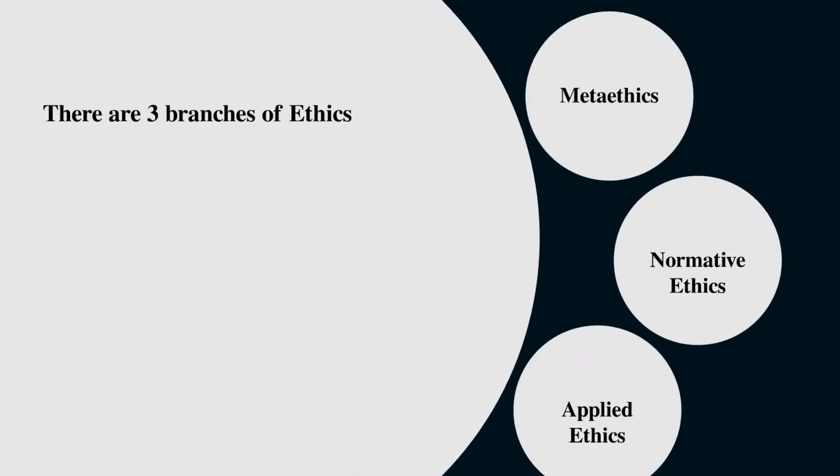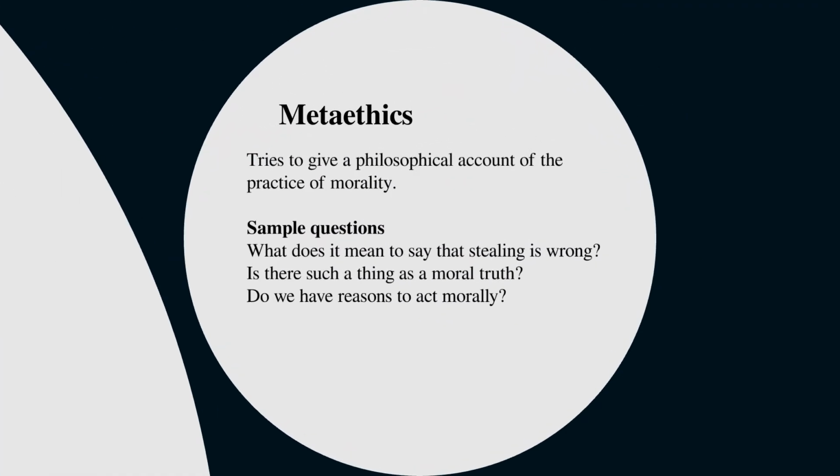Let's look at the different branches of ethics. The first branch of ethics is metaethics, which tries to give a philosophical account of the practice of morality. So, we all make moral judgments. We say, that's wrong, that's unfair, that's unjust. I can do that, it's permissible. Metaethicists ask what we're doing when we make those moral judgments. So what does it mean to say that stealing is wrong? Is there such a thing as moral truth? And do we have reasons to act morally?